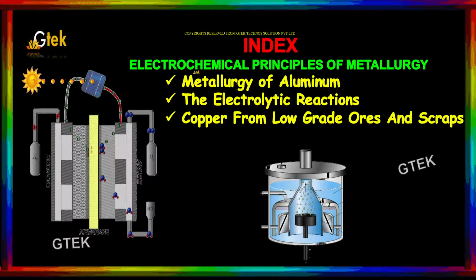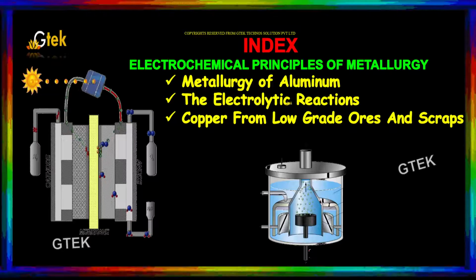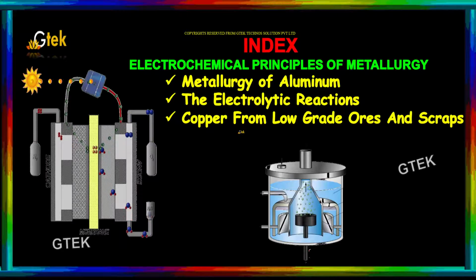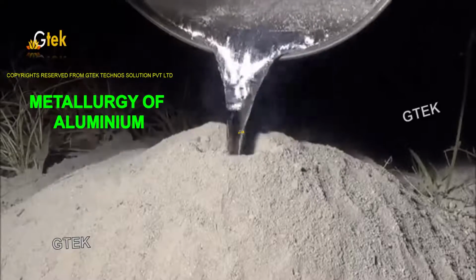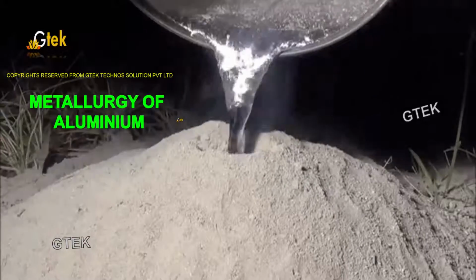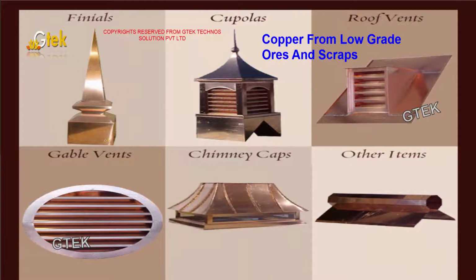Here is the agenda. We are going to talk about the metallurgy of aluminium, the electrolytic reactions, copper from low grade ores and scraps. These areas we are going to look into. This is one major area I am looking into, the metallurgy of aluminium and copper from low grade ores and scraps.